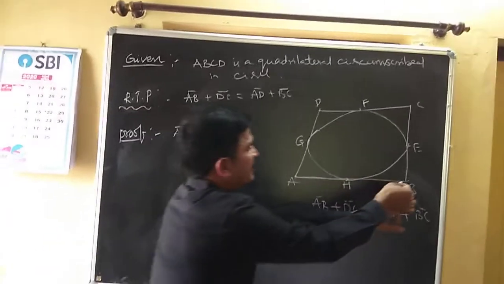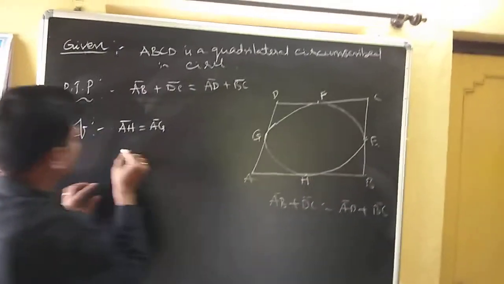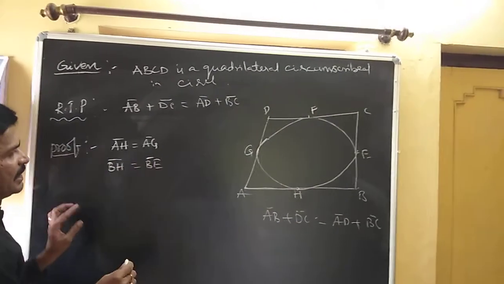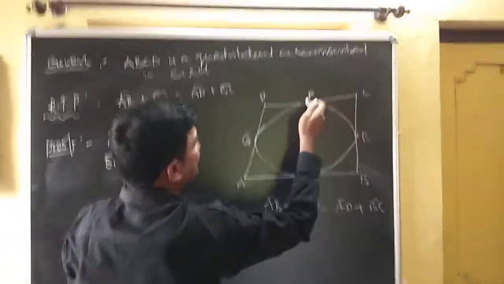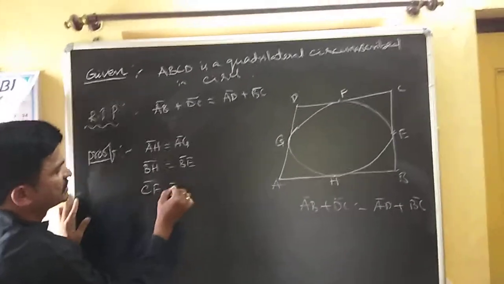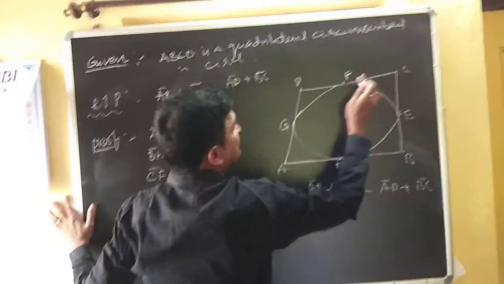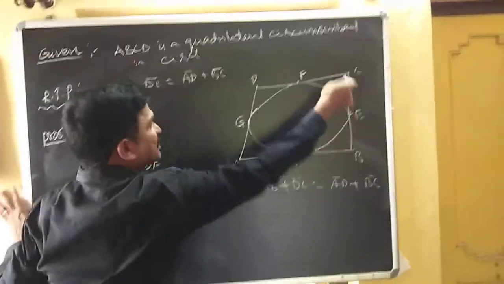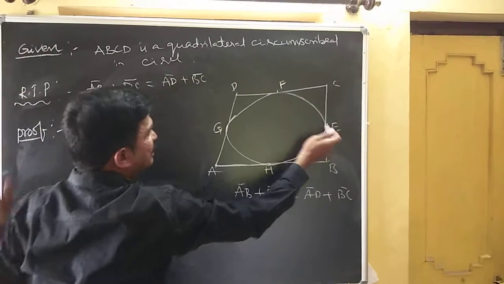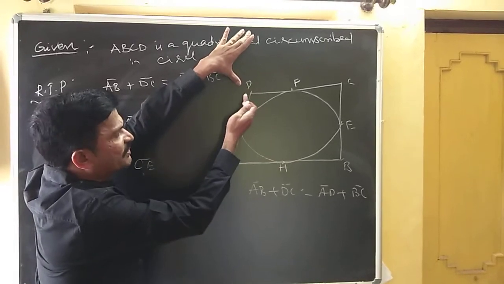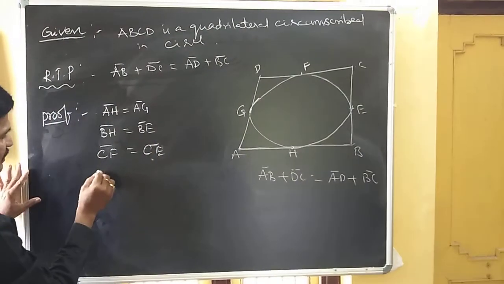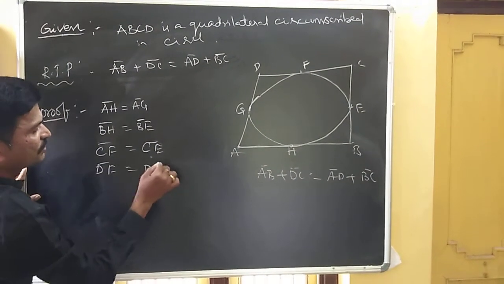In the same way, BH is equal to BE, no? That also here you can write. BH is equal to BE. And CF is equal to CE. Coming to D, what are the 2 tangents drawn from D? DF and DG. In the same way, DF and DG are also equal. DF is equal to DG.